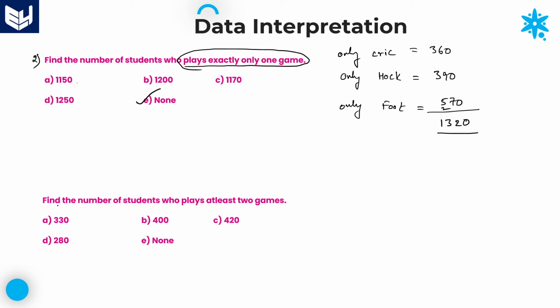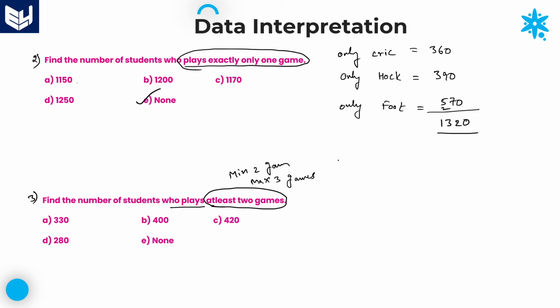And next, coming to this third question. Look at the third question. Find the number of students who play at least two games. At least two games in the sense minimum two games, and maximum three games also you can take. Here, according to the given passage, we have total three games: cricket, hockey, and football. Out of those three games, he is asking us to find the number of students who are playing at least two games. At least two games is indicating minimum two games, maximum three games also you can take.